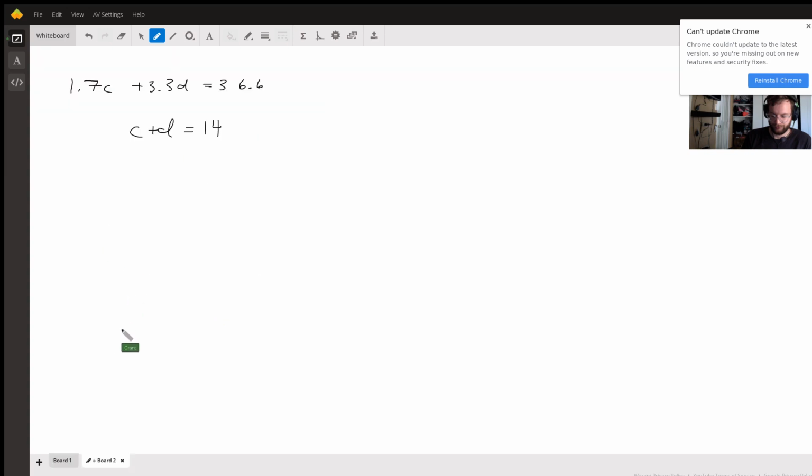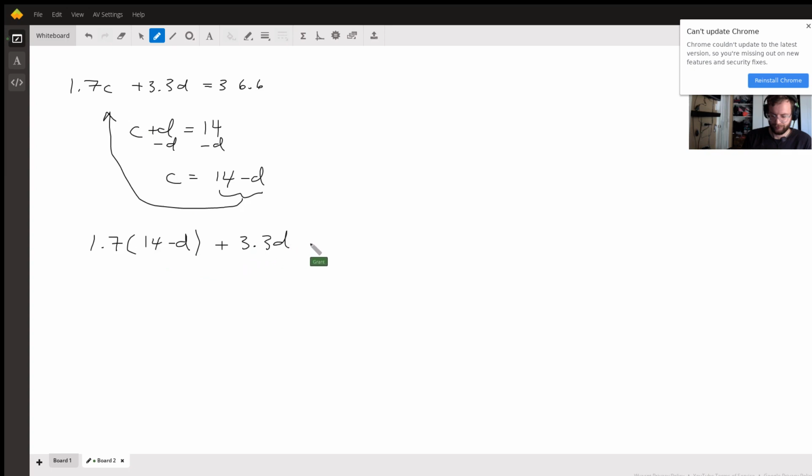So I'm going to go to the next board. Now we have 2 equations and 2 unknowns. So I'm going to rewrite the second equation in terms of C. So if we subtract D from both sides, we're going to get C is equal to 14 minus D. And now we can plug this part into this equation. So basically it says C is equal to 14 minus D. So we're going to plug that part in here. So 1.7 times 14 minus D, right? Because those are the same thing, plus 3.3D is equal to 36.6. So now we have one equation, one unknown, and we can solve for D.